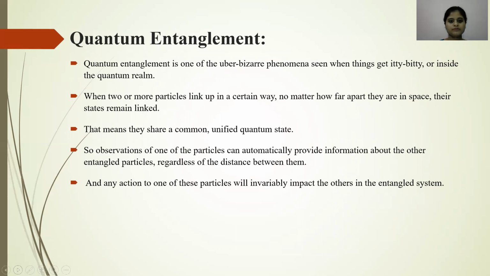Let us know about quantum entanglement. It is one of the uber bizarre phenomena seen when things get itty-bitty or inside the quantum realm. When two or more particles link up in a certain way, no matter how far apart they are in space, their state remains linked. That means they share a common unified quantum state. So observations of one of the particles can automatically provide information about the other entangled particles regardless of the distance between them. And any action to one of these particles will invariably impact the others in the entangled system.